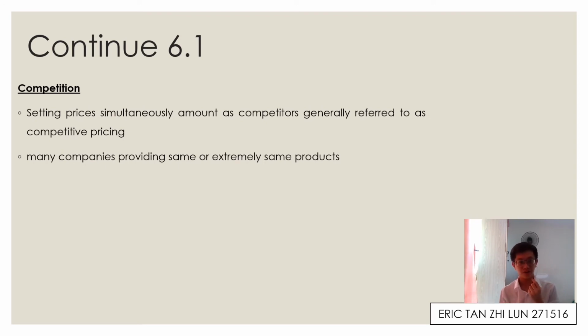Alright, the third is competitive pricing. Setting prices simultaneously with competitors is generally referred to as competitive pricing. This strategy is based on the price of a rival that has been obtained through extensive study. There would be many companies providing the same or extremely similar products to the market. So according to the perspective of classical economists, the prices of these products are theoretically in equilibrium. Therefore, by setting the same price as the competitor, the newly established company can avoid the cost of trial and error in the pricing process.